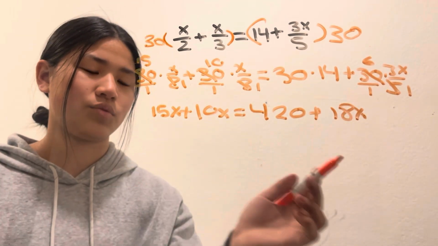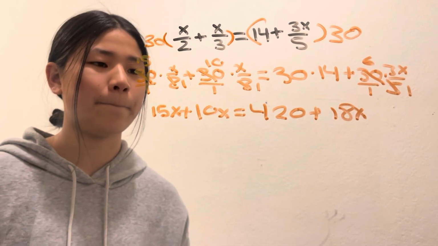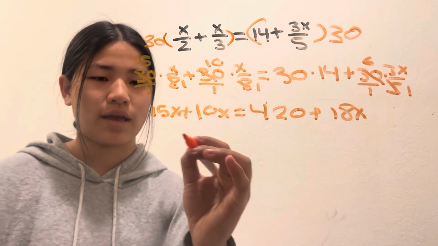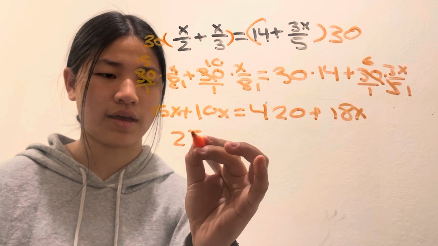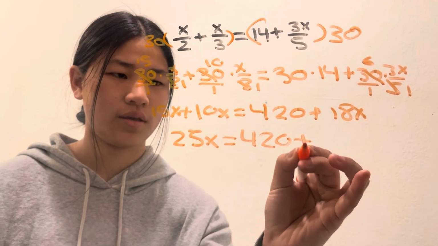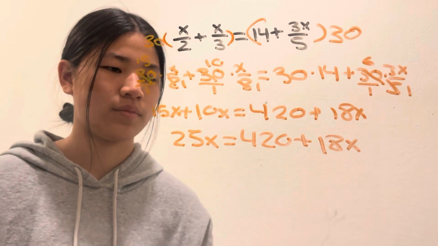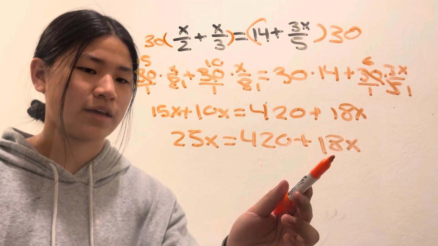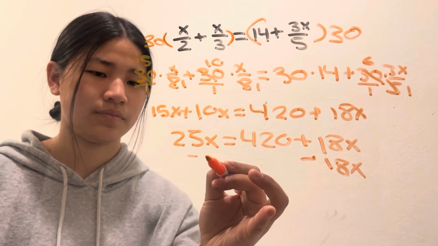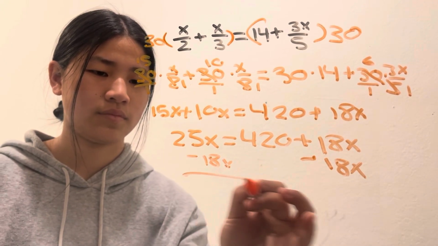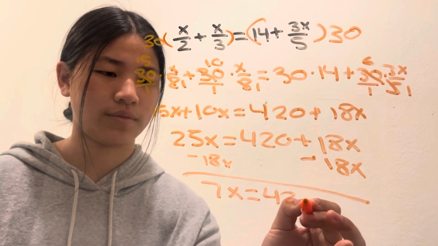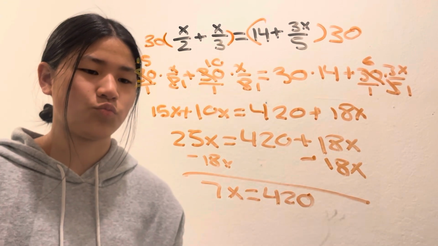Okay, now this seems way easier and we have no more fractions, but we do have x on both sides. So we can first add these, which is 25x equals 420 plus 18x. Now we have to move x to one side, and all we have to do is minus 18x. And we would get 7x equals 420. Okay, this is really easy now.